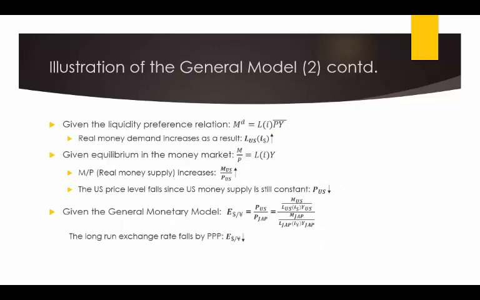This means that in the US money market, real money demand increases and real money demand exceeds the real money supply. The US price level therefore falls to increase real money supply in order to clear the market by restoring equilibrium. The fall in the US price level via PPP causes the dollar-yen exchange rate to fall and thus appreciate. The policy therefore leads to a long-run strengthening of the dollar against the yen.